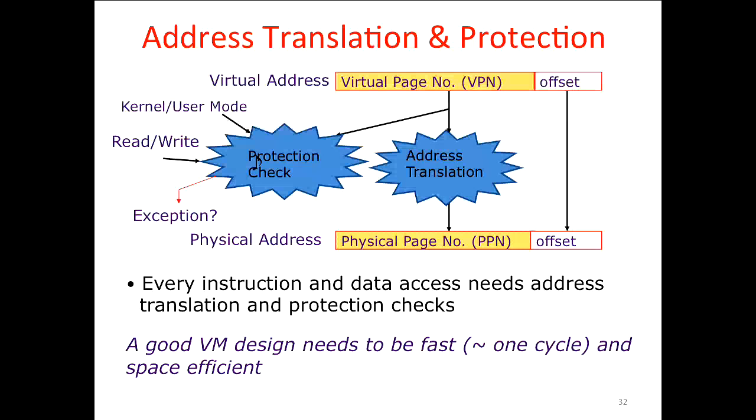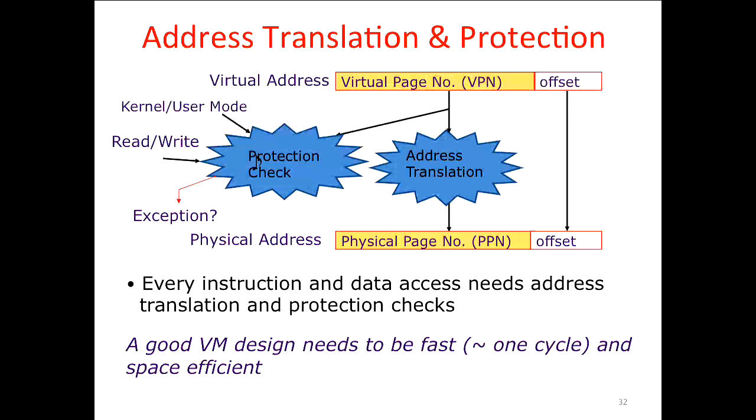And at the same time as doing this translation, I also want to do protection checks. Like, am I allowed to touch this page? Is it user mode only, or is it just privileged code can access this? Can I read it? Can I write it? All those kind of protection checks. You want to do that in 1 cycle inside the CPU pipeline.